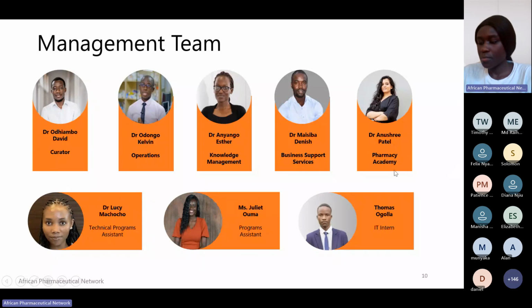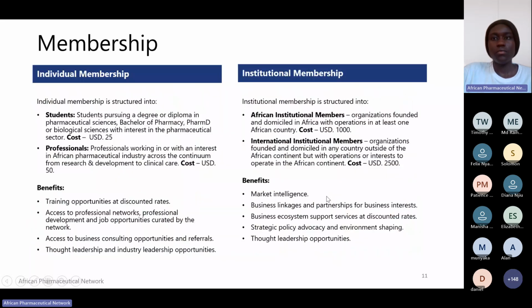So we have our membership. As I mentioned, we are a network. So the network is composed of members. The members can be individuals or institutions. For individuals, we have both students and professionals, and these are those in the pharmaceutical industry. So for students, those who are pursuing a degree or diploma in pharmaceutical sciences, Bachelor of Pharmacy or a PharmD, the cost for that is $25. For the professionals, we have those that are working in the pharmaceutical industry, that is from research and development all the way to clinical care. The cost of that is $50 USD.